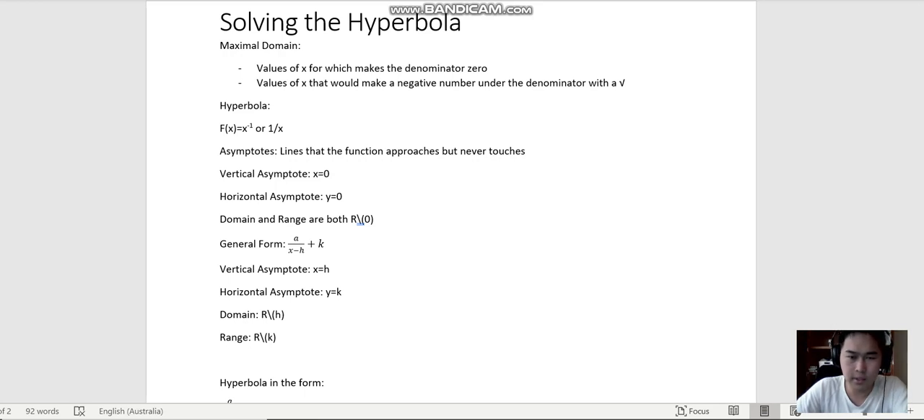Okay, so the first step we want to do is talk about the maximum domain. It's a trait that expresses the existence of the hyperbola. It states that you can't have values of x that will make the denominator 0, or values of x where something is divided by a square root and the number inside the square root is negative, which is a bit hard to explain if I type it up here.